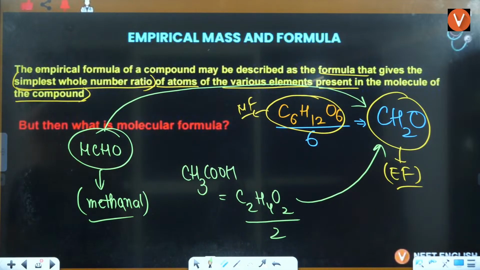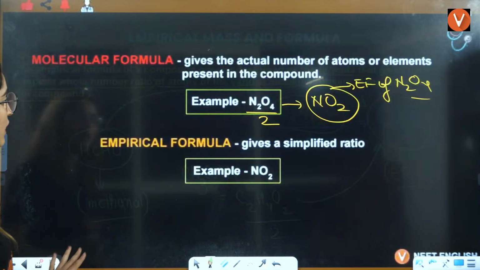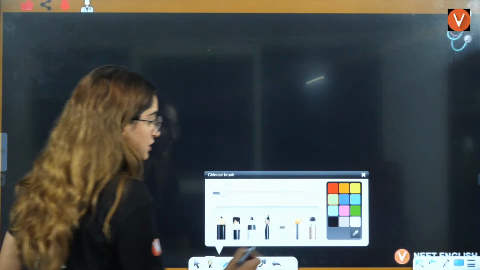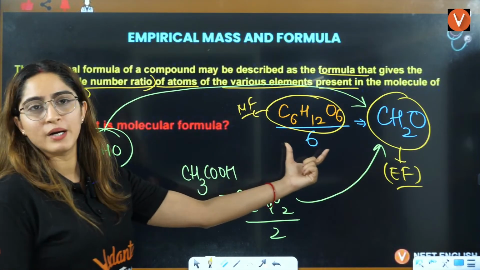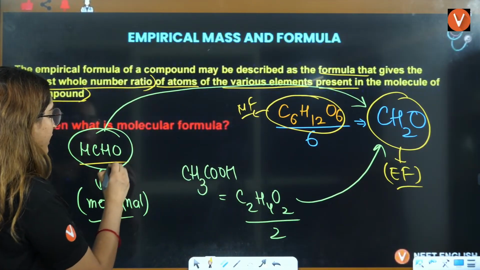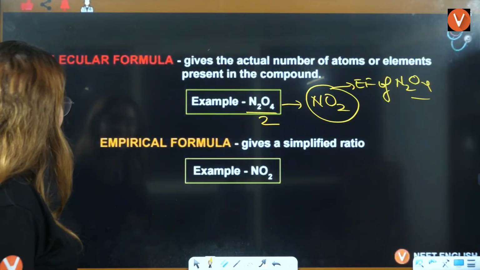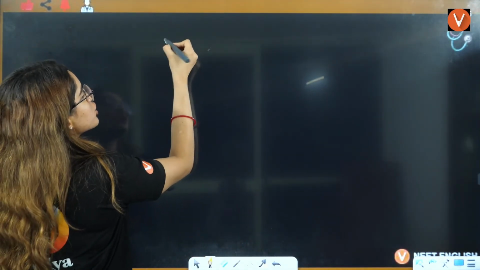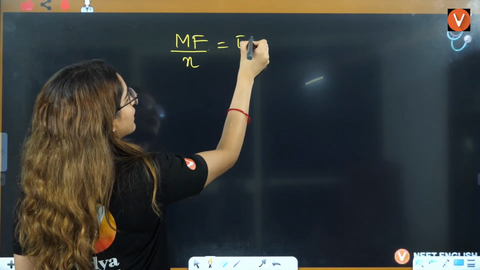Got it? Right? Yes. Formaldehyde. Yes, that's what I told you. That's formaldehyde, right? Now, let's see the next thing. Ma'am, what is actually the relation here? So, can you see we are dividing it with some number. Here I am dividing it with 6, here with 2, here with 1. So there are different numbers that we are dividing it with, right? That number is called N. So we can say molecular formula divided by N is equal to empirical formula.